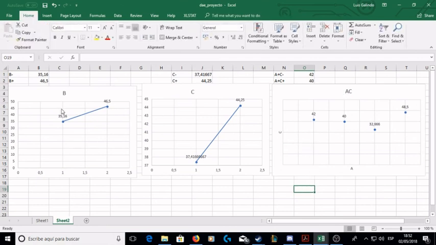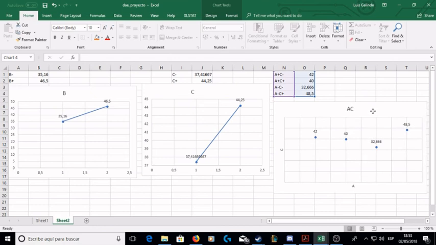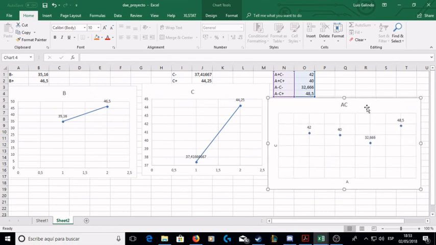So based on those factors, just looking at B, I would recommend B plus and C plus, because we want to maximize the hours that the tool lasts. But looking at the interaction, when we have A minus and C plus, we can see that it is in accordance. So my recommended values are: B plus, C plus, A minus.